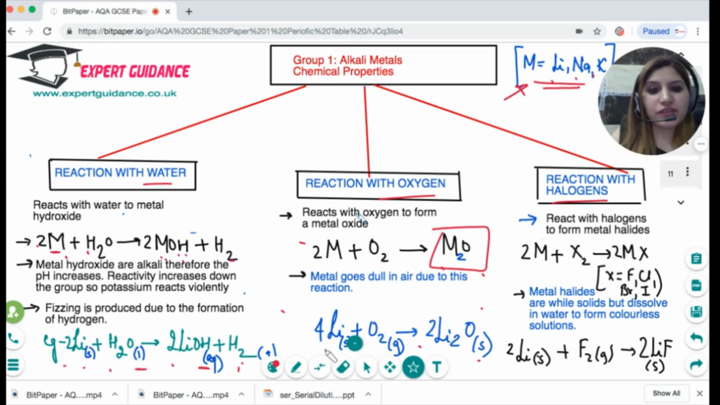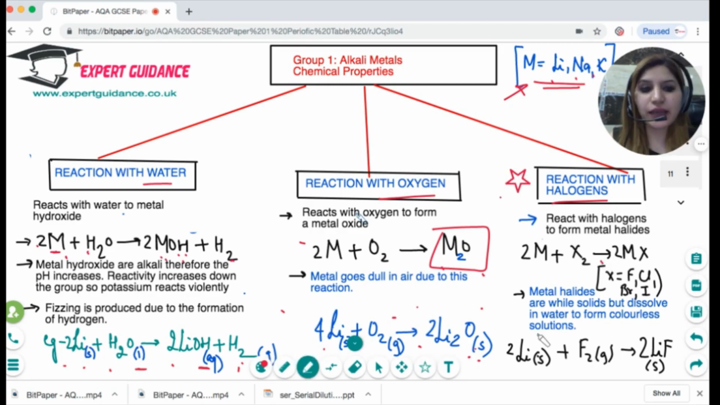So lithium, which is a solid, reacts with oxygen, which is a gas, and it forms 2Li2O, which is a solid. Okay, and when we react it with halogens, you get the metal halides. Like lithium with fluorine, remember halogens will be in the form of diatomic molecule, and it gives lithium fluoride, which is a solid.